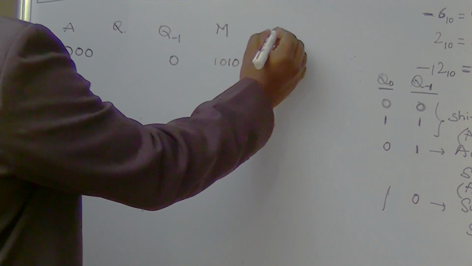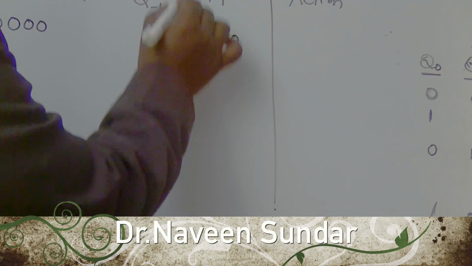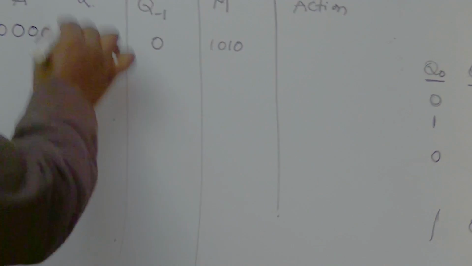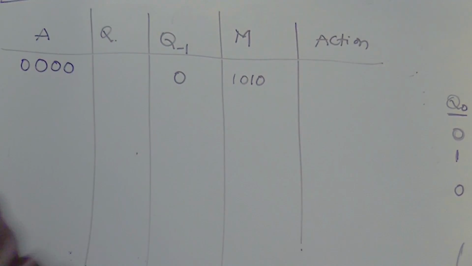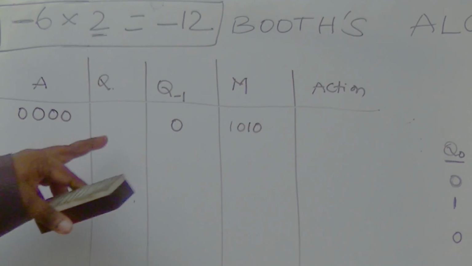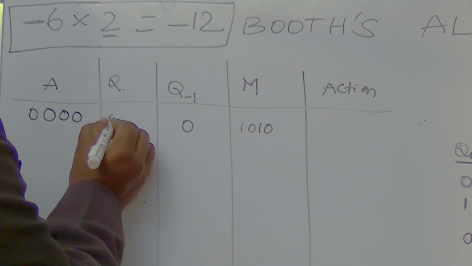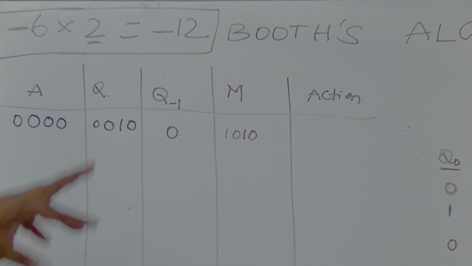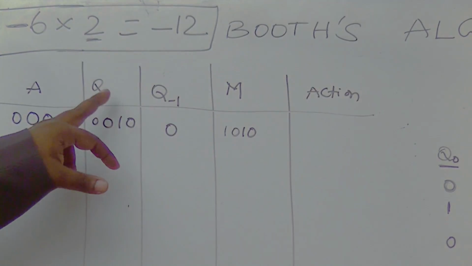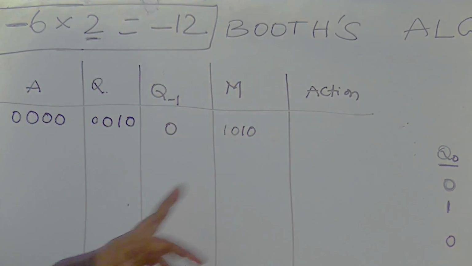The next is the action, what action you are performing. That is very important. Many times people will not write the action, then they will not know what they are actually performing. Q is the multiplier 2, that is 0 0 1 0. This is the initial step. We are going to multiply M and Q, and we will find the result is minus 12, that is 0 1 0 0 at the 4th step, as it is a 4-bit value.